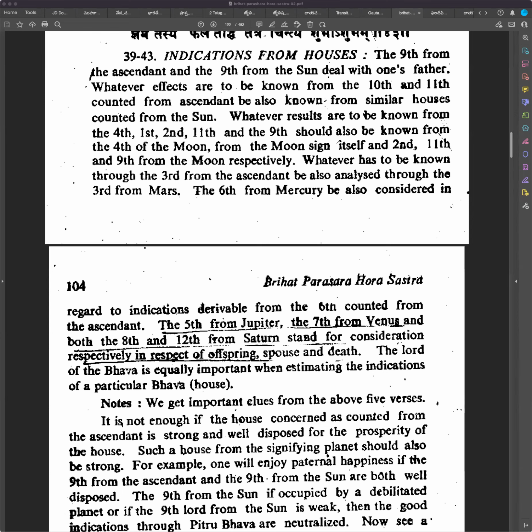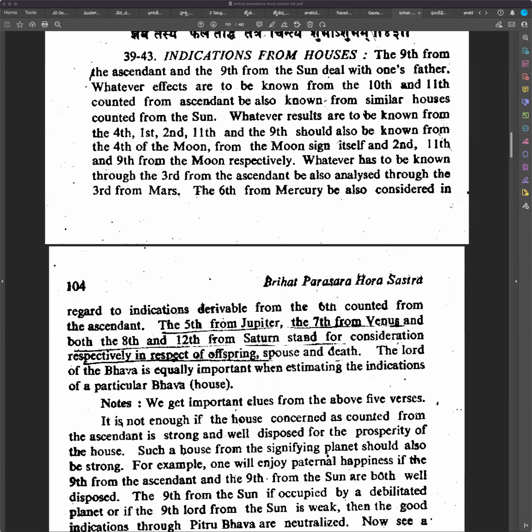The 6th from Mercury should also be considered in regard to indications derivable from the 6th counted from the ascendant. The 5th from Jupiter, the 7th from Venus, and both the 8th and 12th from Saturn stand for consideration respectively in respect of offspring, spouse, and death. The Lord of a Bhava is equally important when estimating the indications of a particular Bhava.